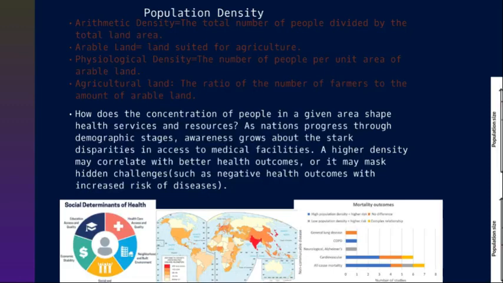How does concentration of people in a given area shape health services and resources? As nations progress through demographic stages, awareness grows about the stark disparities in access to medical facilities. Higher density may correlate with better health outcomes, or it may mask hidden challenges such as negative health outcomes with increased risk of diseases.